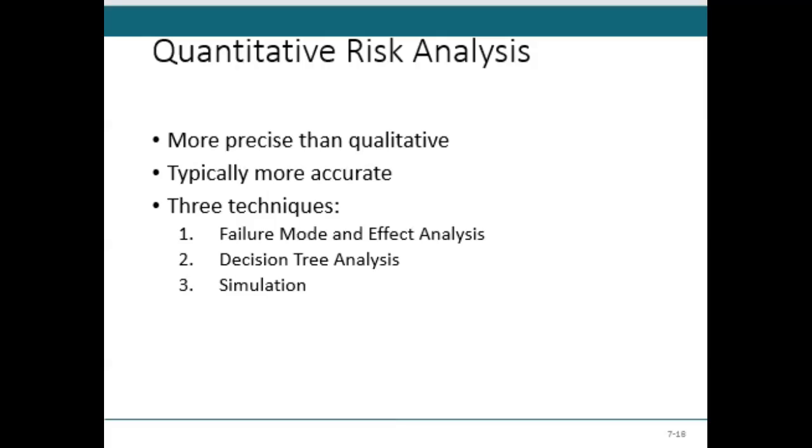So we want to ensure our effort is proportional to the risk itself. We use probability and impact, just like qualitative did. But remember I said qualitative was subjective. This is numeric. It's harder to do. I'm going to go out and do real research. It's going to take a while.